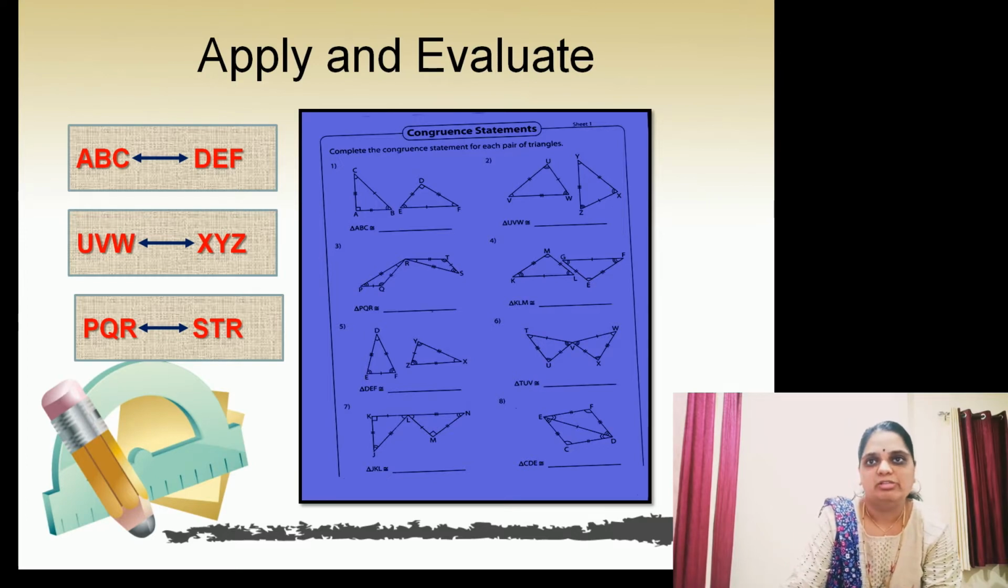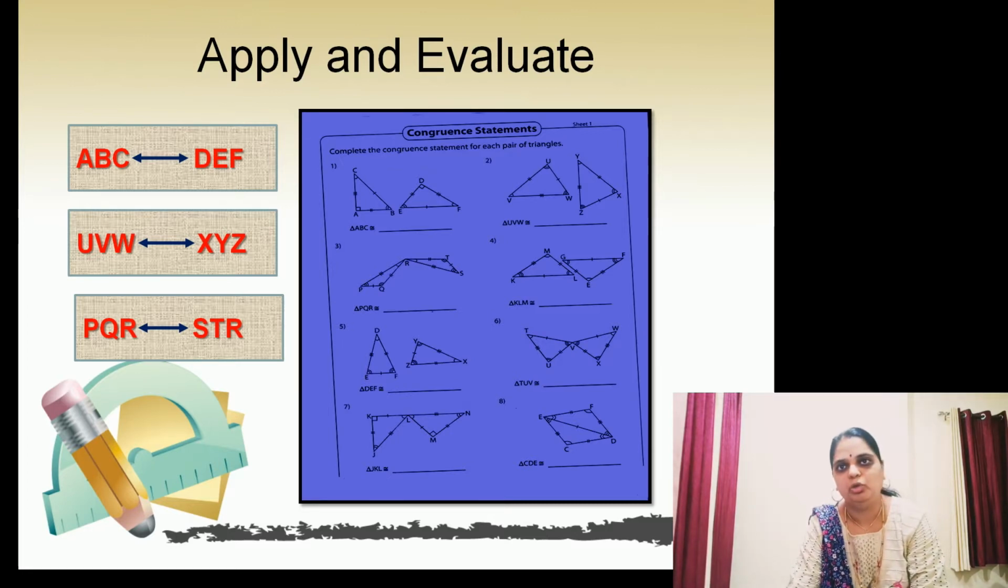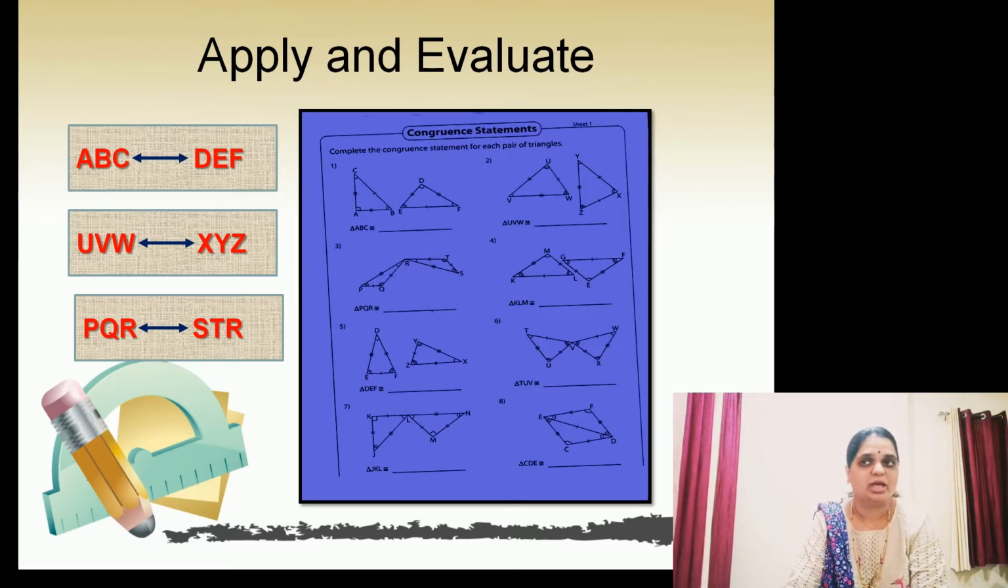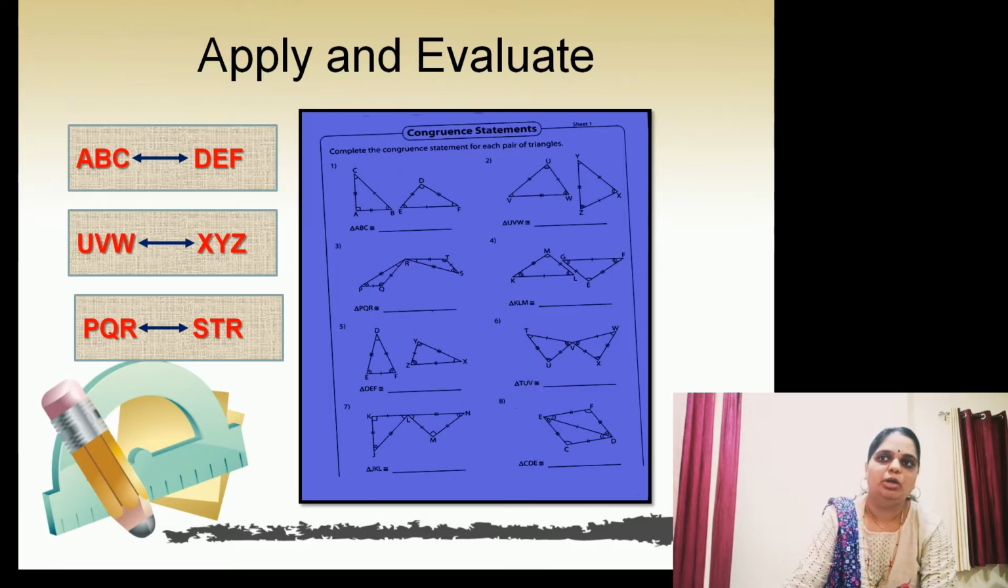By observing the second figure we see that side UV is congruent to side XY. Side VW perfectly overlaps side YZ, and side UW has the same shape and same size, so it is congruent to XZ. That means UVW one-to-one corresponds to XYZ. Triangle UVW is congruent to triangle XYZ. That means triangle UVW congruent to triangle XYZ is correct.